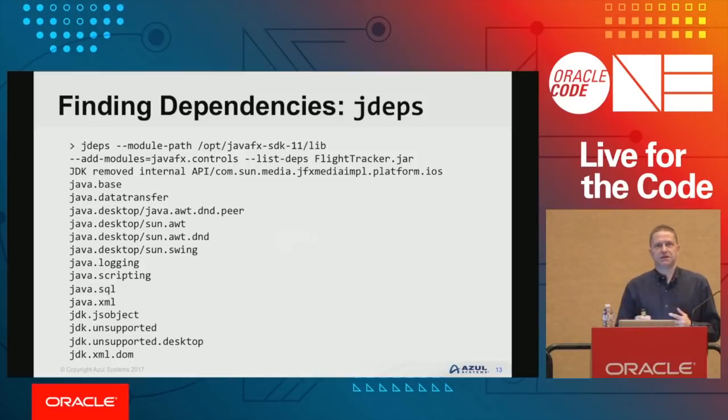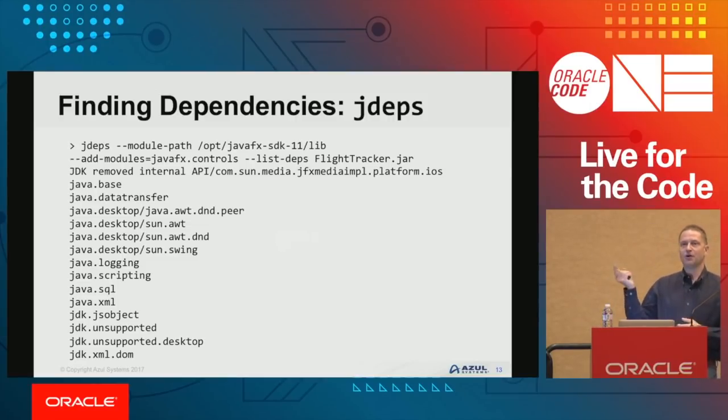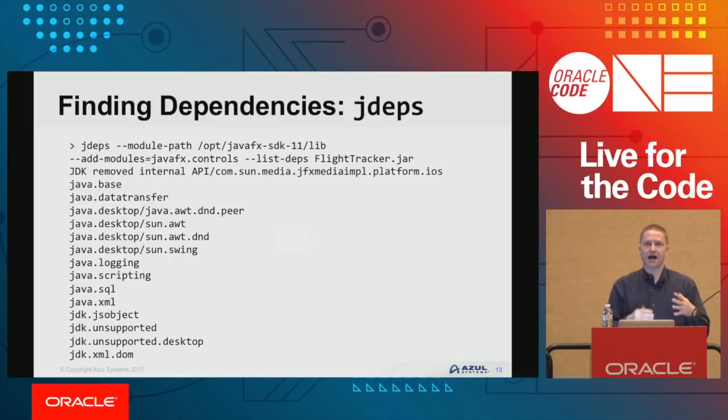Finding dependencies. If we're using code, wouldn't it be nice if we could figure out what things we're using without having to run the application with all possible combinations of input? So there's a command called jdeps. And what you can do with that is you can specify where your modules are coming from, you can say what modules you're interested in, and then you can say, give me a list of all the dependencies that I have on the different modules and also internal APIs.